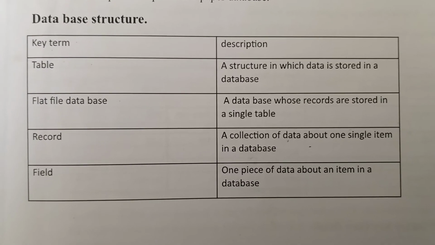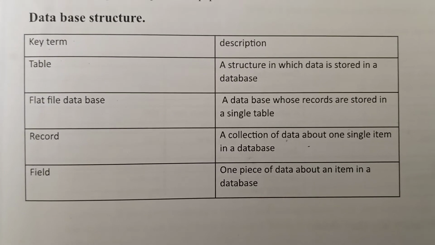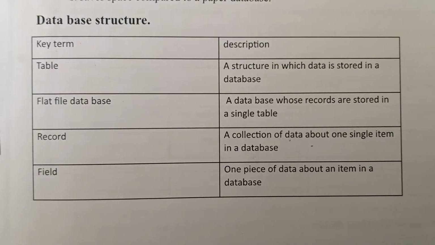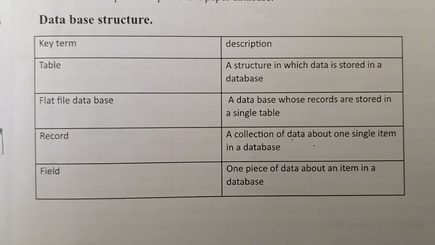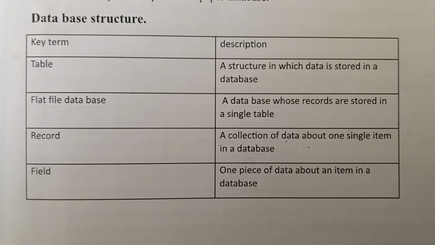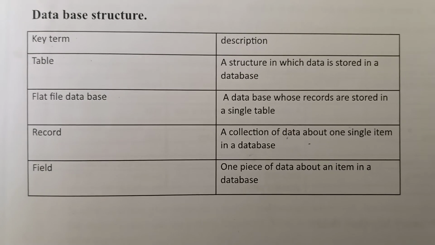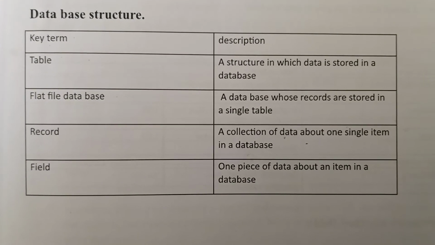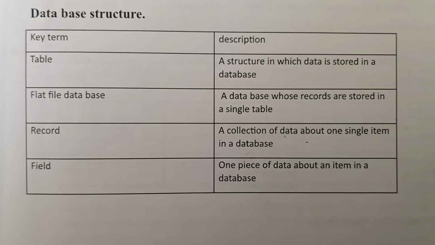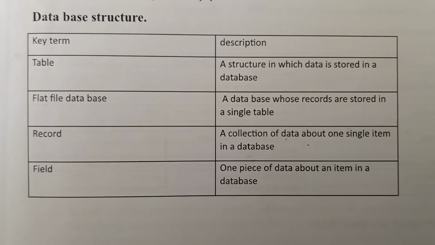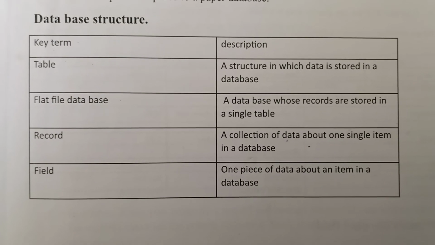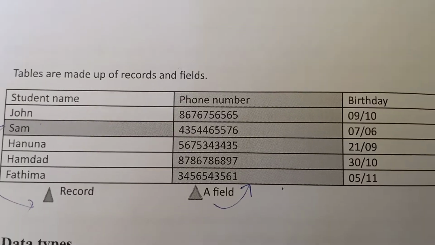Then field. You have 10 people and you are keeping a record of the date of birth, the gender and occupation of the person. So date of birth will be a field, gender will be a field, their occupation will be a field. So a field is one piece of data about an item in the database. It is not about a particular person, it is just about an item. If it is date of birth, it will take the date of birth of all the available persons in the table.